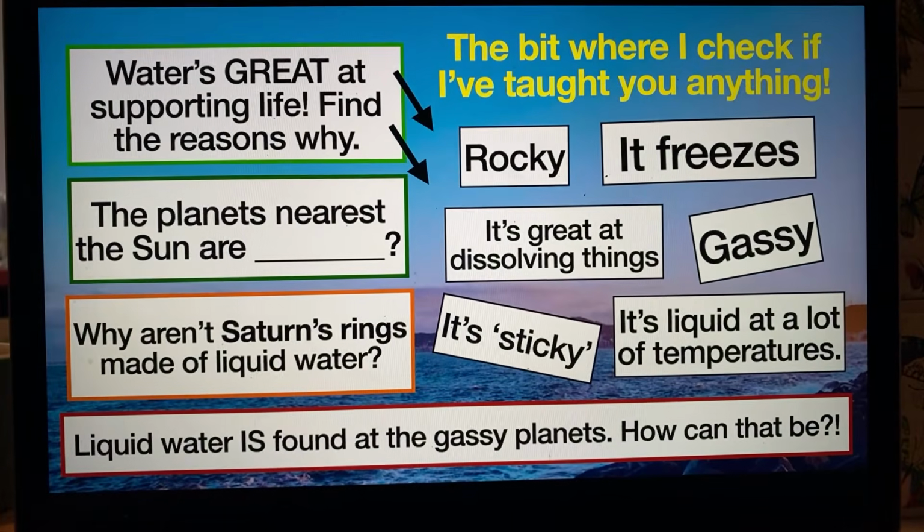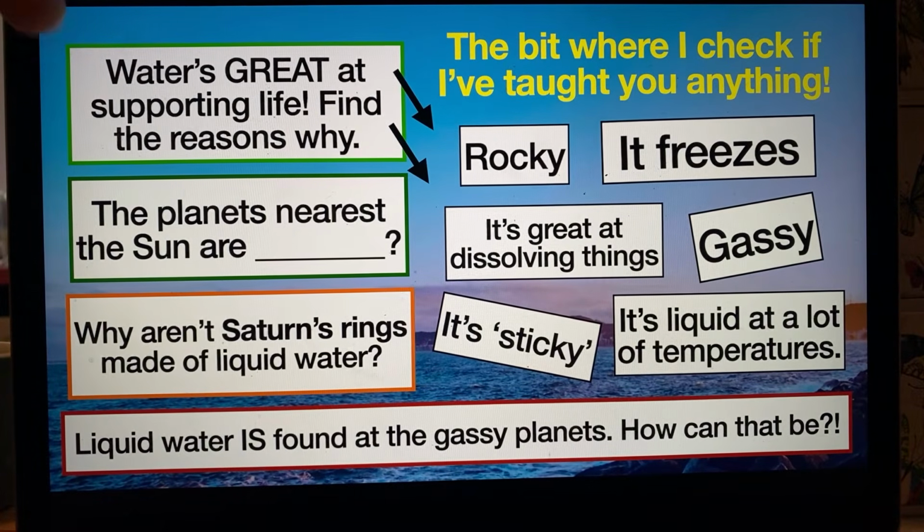So here you go. First question, water is great at supporting life. It's so good at keeping things alive. Can you find the reasons why? If you went to my website and you downloaded the free optional printouts, then you can circle them on the sheet. If you didn't, doesn't matter, you're not missing anything. It's just on the screen here, so just have a look at them.